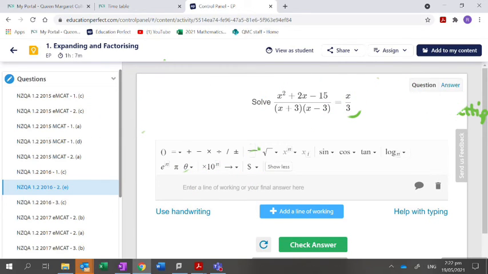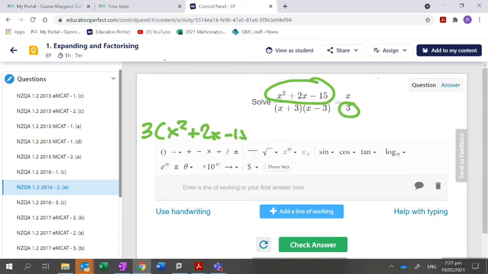So all we're going to do to clear the fractions in this is cross multiply. And when you do cross multiply, the fractions are gone. So don't be sticking them back in. We're going to take the numerator of this fraction times what? 3. So 3 times x squared plus 2x minus 15. That's one side. Now we're going to take this denominator times the x. So x times x plus 3 times x minus 3.